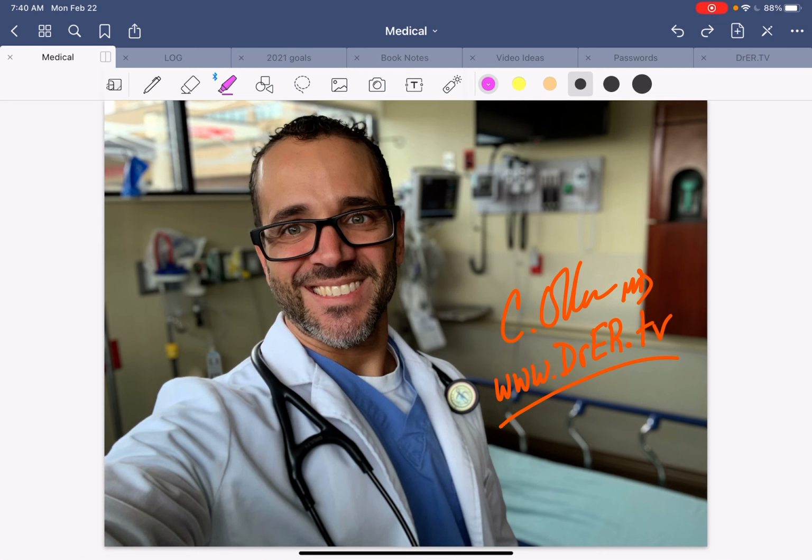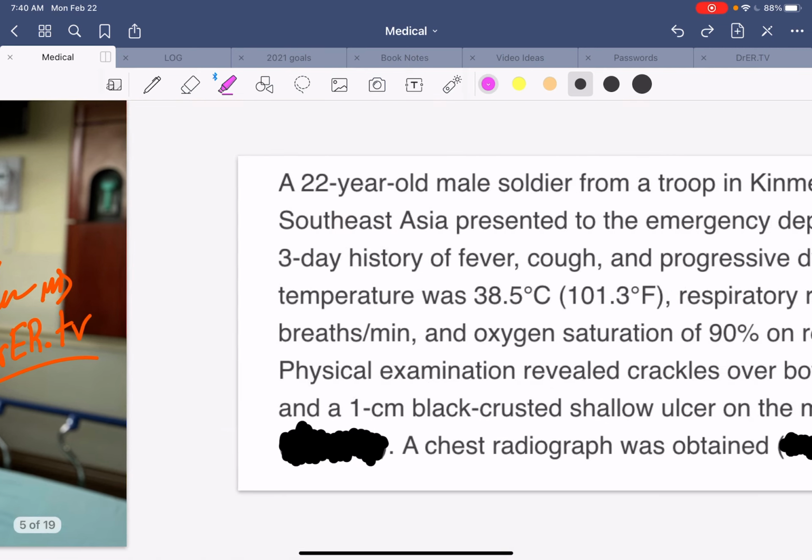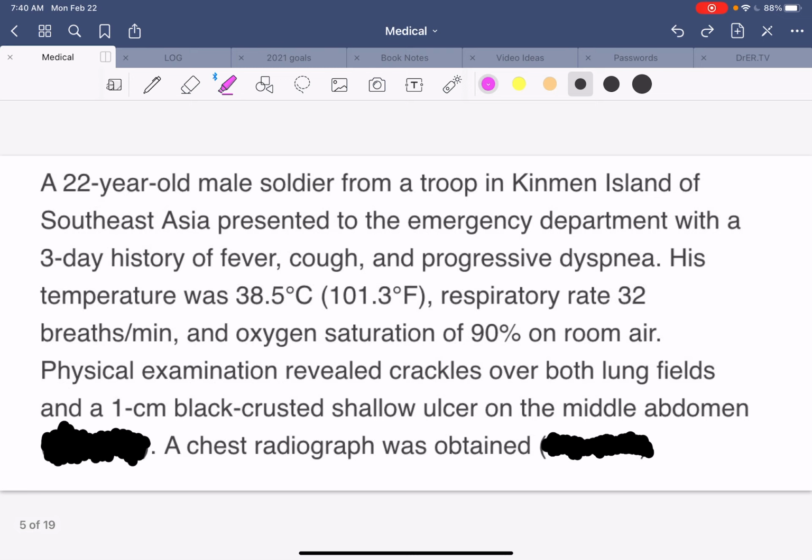Today we're going to continue our radiologic studies with a clinical case. This is a 22-year-old male, a soldier from a troop in Kinmen Island in Southeast Asia, who presented to the emergency department with a 3-day history of fever, cough, and increasing shortness of breath. His temperature was 101, respiratory rate 32, and oxygen was down to 90%.